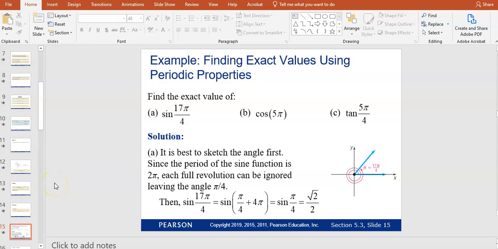Okay, welcome back to lesson 5.3, and now we're going to actually jump into some problems. So here's our example: find exact values using periodic properties. What is the exact value of sine 17 pi over 4?